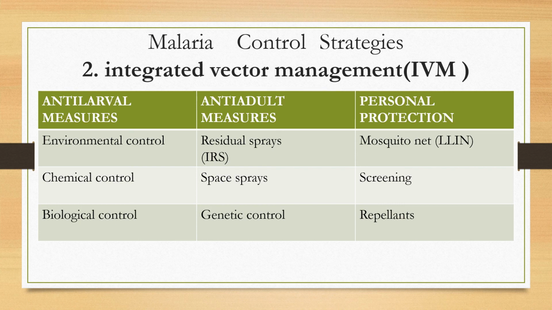Then we have personal protection in the form of mosquito nets. Now we have two types. One is insecticide treated mosquito nets, and the other is long-lasting insecticide-treated mosquito nets. Now, the problem with mosquito nets is that we, as a community, don't like to sleep inside mosquito nets. It is related to some psychological feelings.